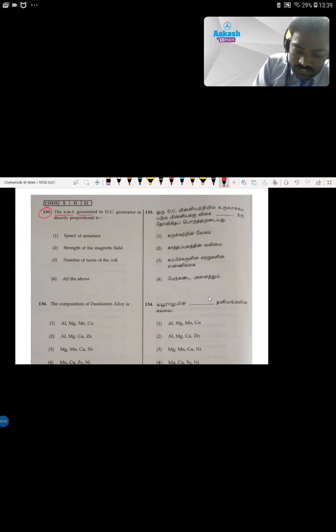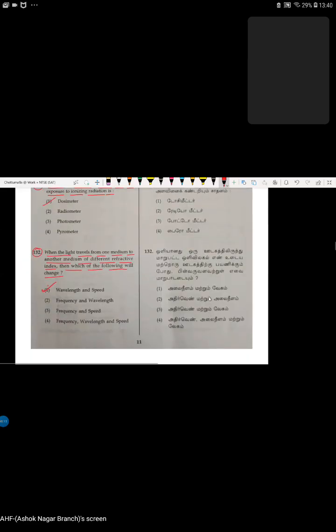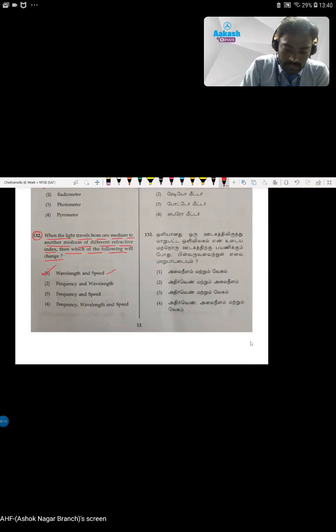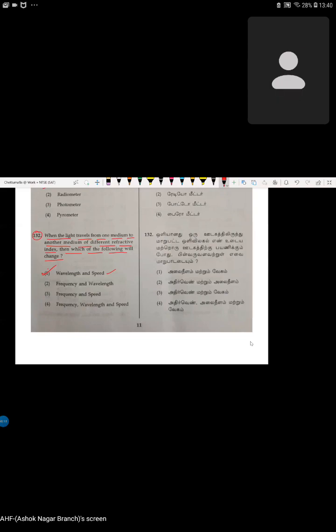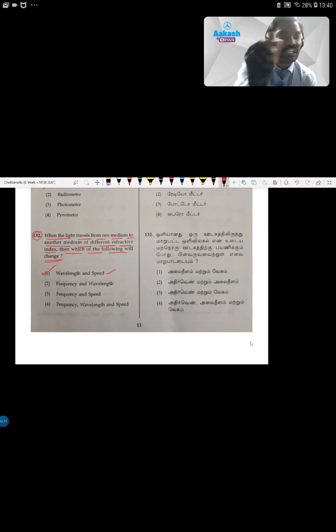Next, question number 133. The EMF generated in direct current generator. What is the answer for 132, sir? Is it D? One second. 132 answer is option 1. They are asking which of the following will change during refraction. You already know that during refraction frequency is constant. Here in options 2, 3, 4 frequency is involved, which will not change, but we have to find the one which is changing. So wavelength as well as speed will be changing.